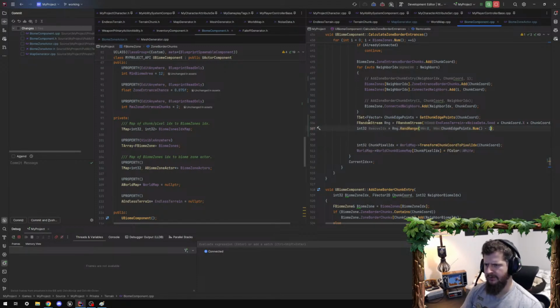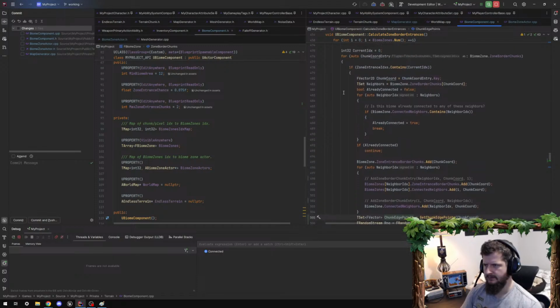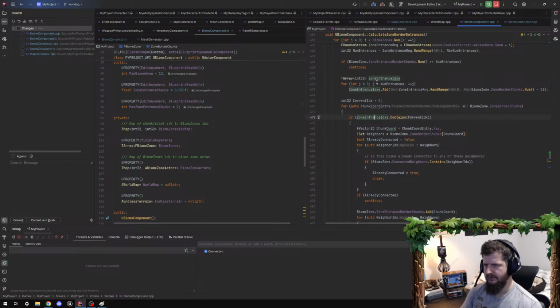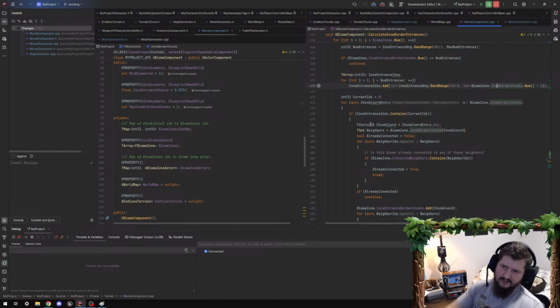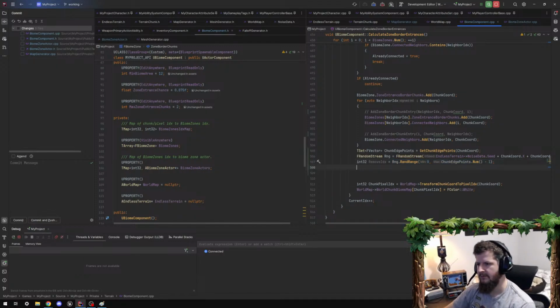And I suppose this is all in the zone border chunks array, so it should always have something in it. I would want to know about a scenario where this doesn't have anything in it, so I shouldn't need to check if this index is in range. It should always be. And so, remove index.